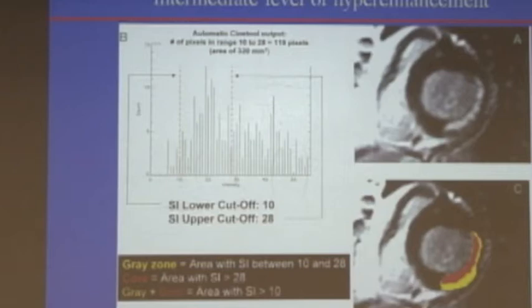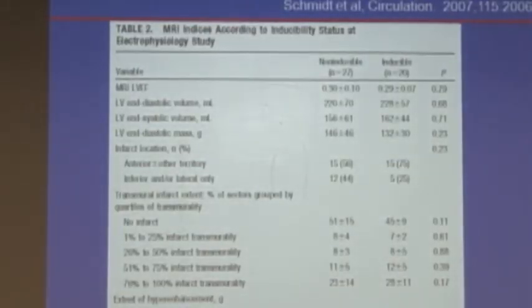What they did, again, was the whole inducibility analysis. It turns out the extent of the gray zone predicts inducibility. Again, we're getting at what things on the imaging predict inducibility, to suggest that those things are causal. It doesn't prove it's causal, but I hope I can prove to you causality as we go through this, because we've been very interested in that. Here we have non-inducible and inducible patients, and again we look at all of the left ventricular parameters, end-diastolic volume, et cetera, infarct location, and in this case transmurality.